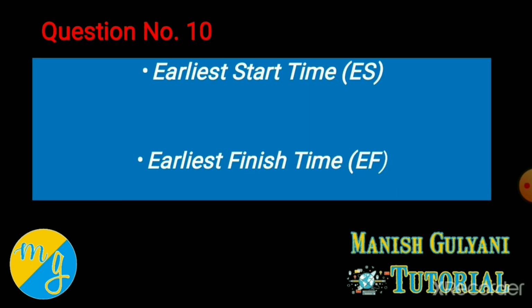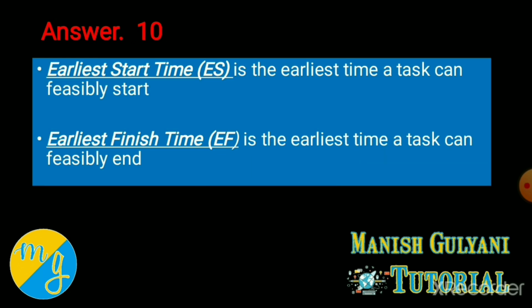Clear? Now the next concept is earliest starting time, earliest finishing time, latest starting time. These terms you have heard in the PERT and CPM chapter: Program Evaluation Review Technique, CPM critical path method. Now what is earliest starting time? As the name suggests, it is the earliest time a task can feasibly start. Means as soon as possible you can start your project. That's called earliest starting time.